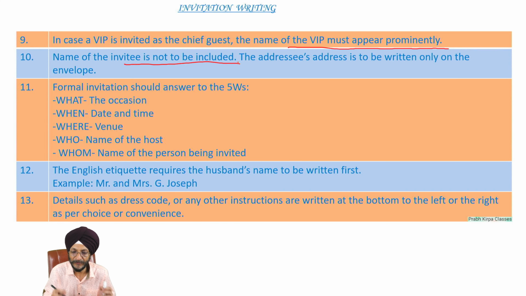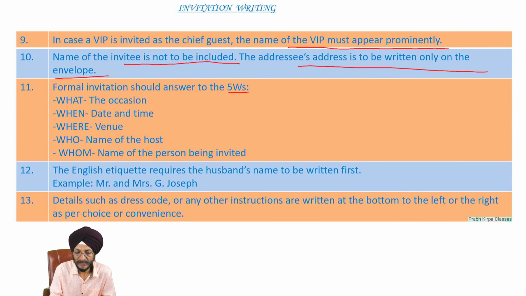As already mentioned, if you have been invited to a wedding or a birthday party or to the opening of a new shop, then in that card your name is not there. Your name is only mentioned on the envelope of the card. Address or name is written on the envelope. Formal invitation should mention 5 W's. That is, what is the occasion?